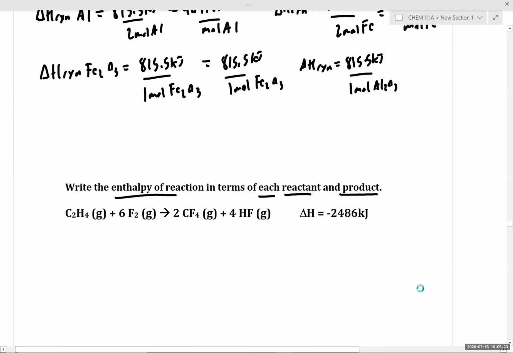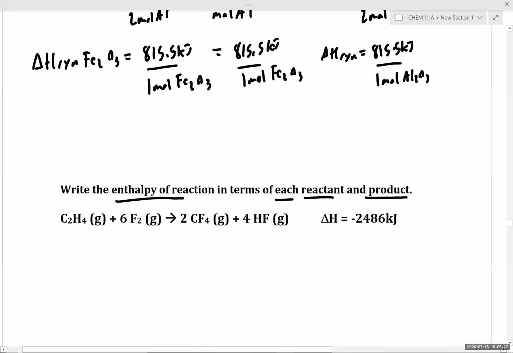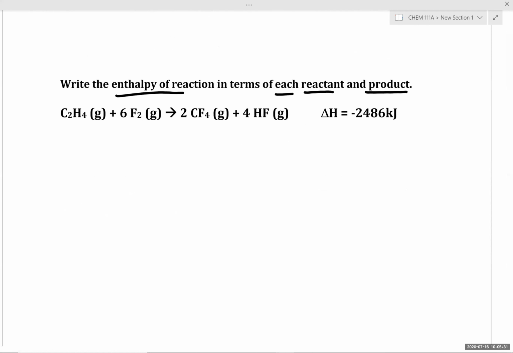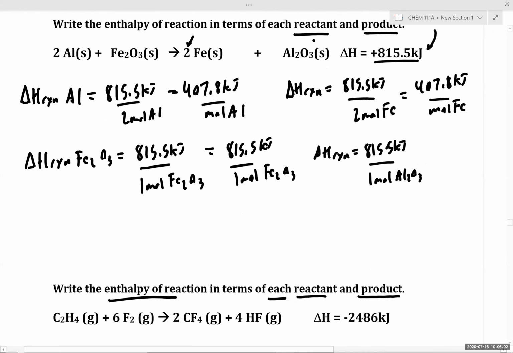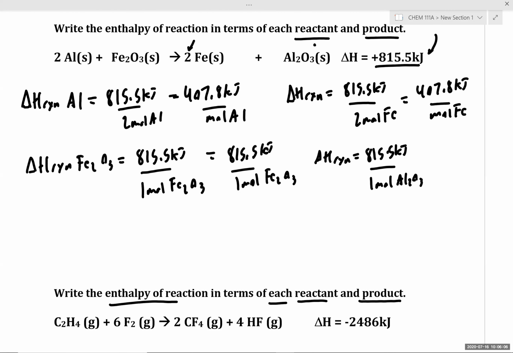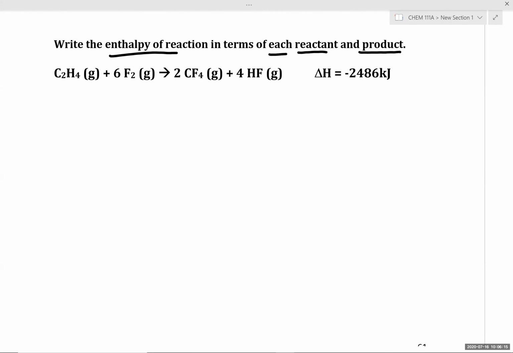Don't be shy to message me with your proposed enthalpies of reaction for each of the reactants and products in this chemical equation. And we'll discuss this example in about another minute to a minute and a half.